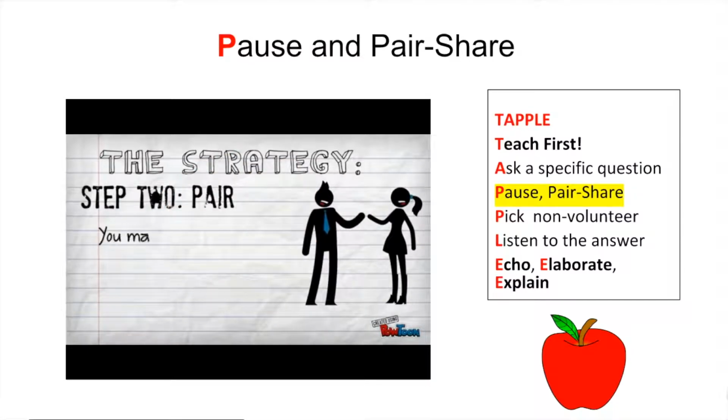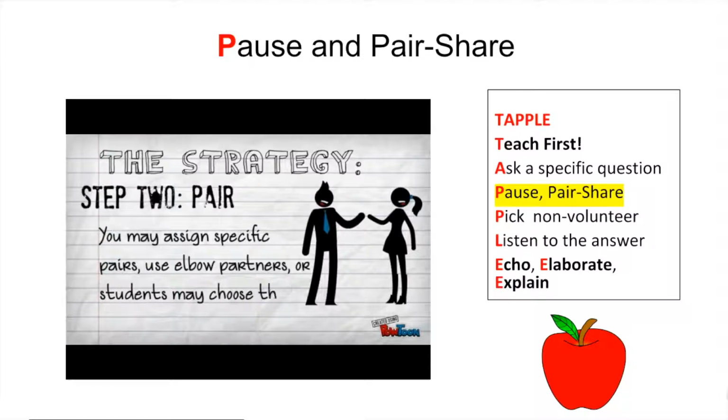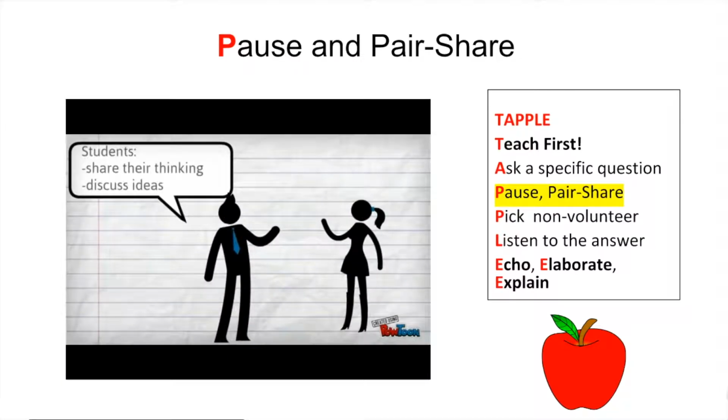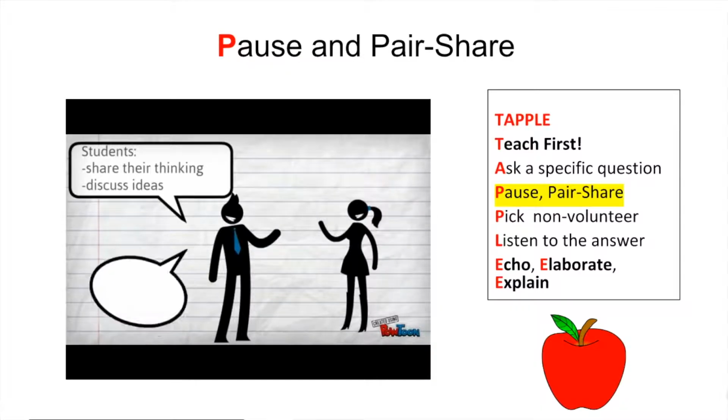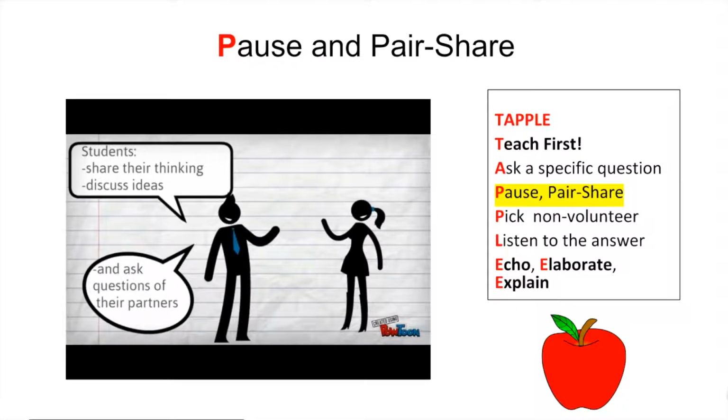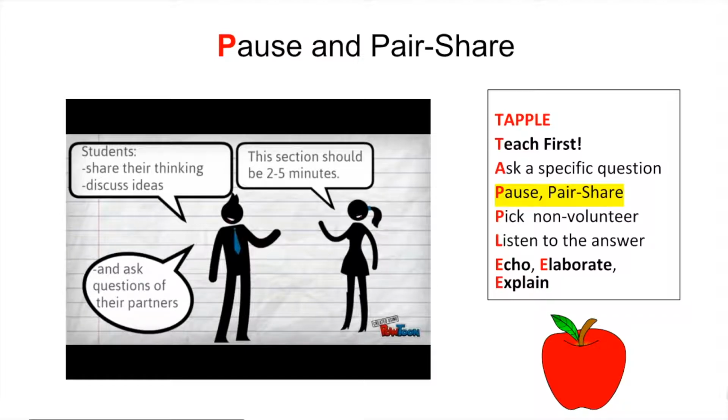The second step is Pair. You may assign specific pairs, use elbow partners, or students may choose their own partners. Students will then share their thinking with their partners, discuss ideas, and ask questions. This should take about 2 to 5 minutes.